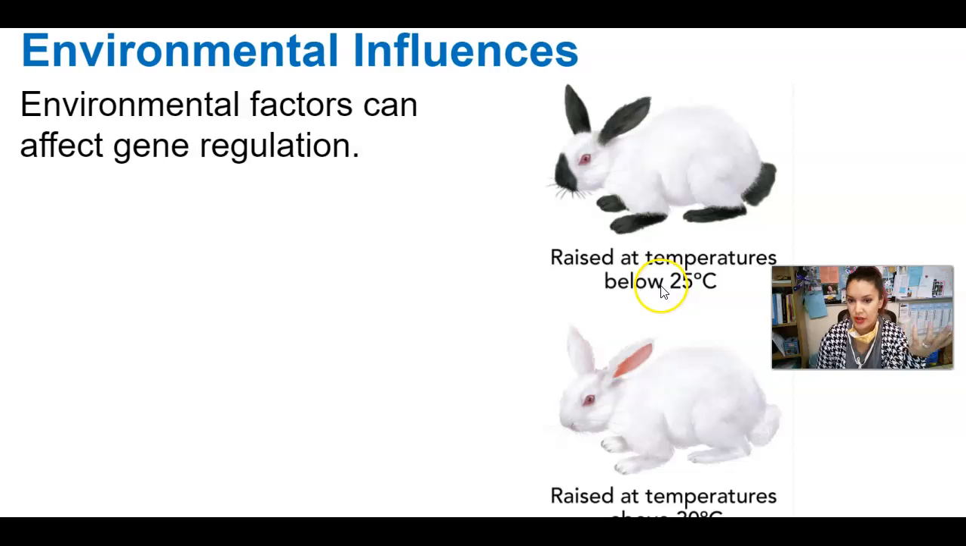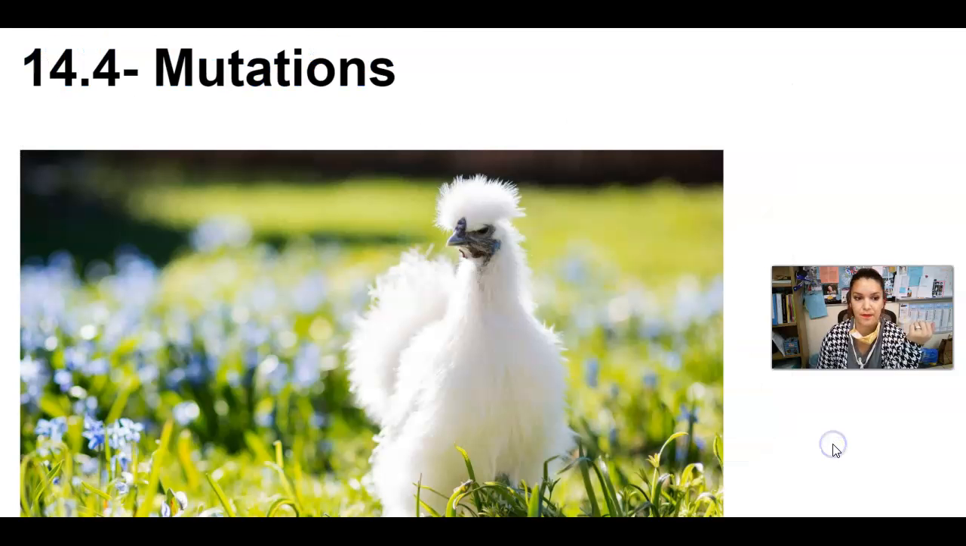For example, this rabbit was raised at temperatures below 25 degrees Celsius, and because of those lower temperatures in the environment, this bunny comes out with extremities that are darker. Raised at temperatures above 30 degrees Celsius, this rabbit is all white. That is a common thing we'll see in the environment, not just with mammals but insects. It's a very common thing.